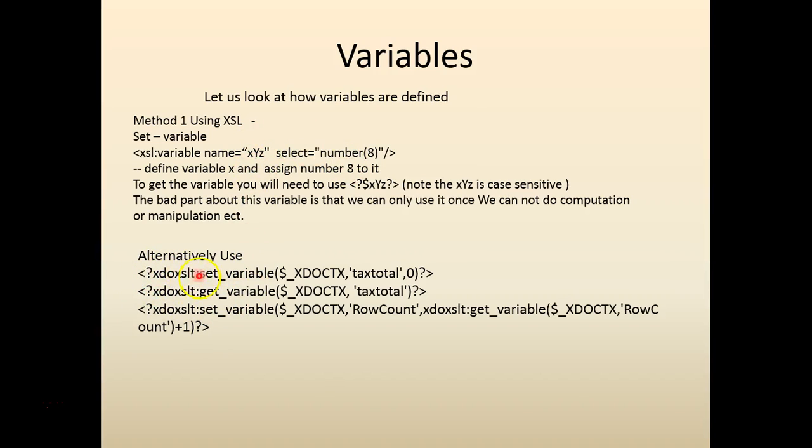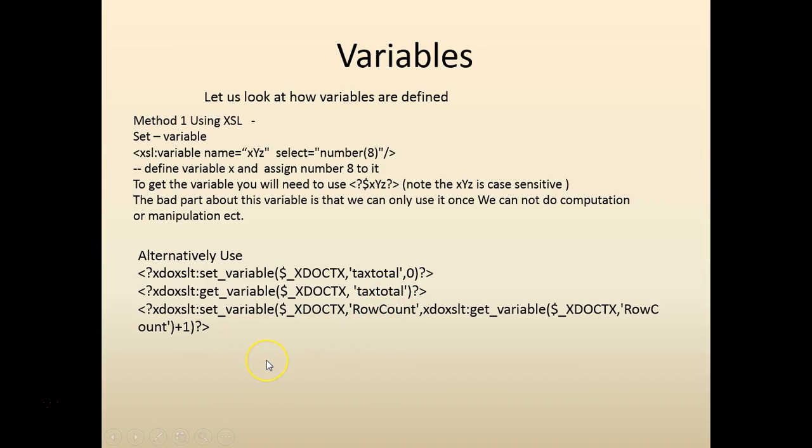So there's another way to do it. It's called XDO XSLT. The syntax is XDO XSLT set. The set would set the variable. So I'm going to create this variable and set the value to 0, and I'm going to get the variable, which means I can display the variable. How do I increment the variable? So I'm going to create a variable called row count, and I'm going to get the variable row count and increment by 1. In the same way, I can get tax total and increment by 1.